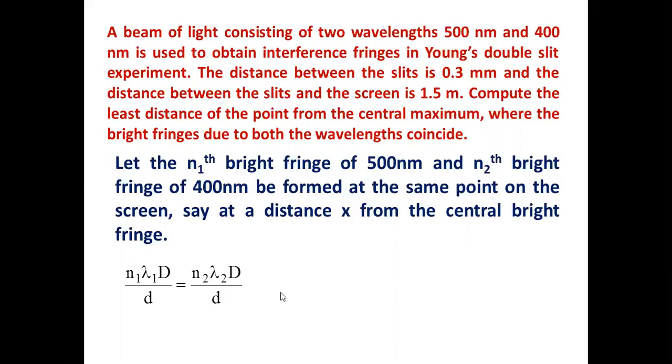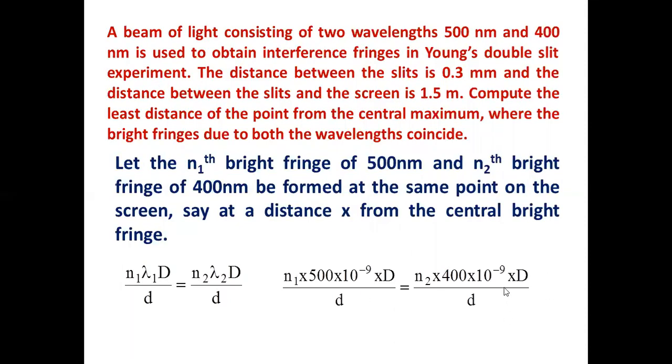we have to substitute the values. N1 lambda 1, 500 nanometer, into capital D by small d is equal to N2, 400 nanometer, into capital D by small d. These two things are the same for both wavelengths. They are using the same apparatus. So what will you get? N1 by N2, you bring N2 here, 5 here, 4 by 5. Other things get cancelled. Now what do you mean by this one? Sir, can't I write it as 0.8?